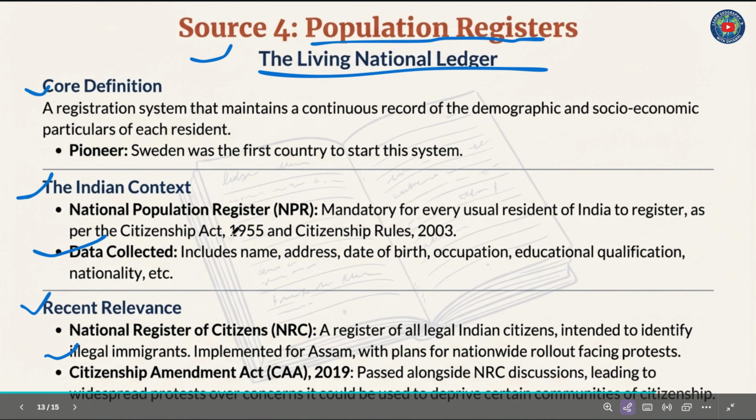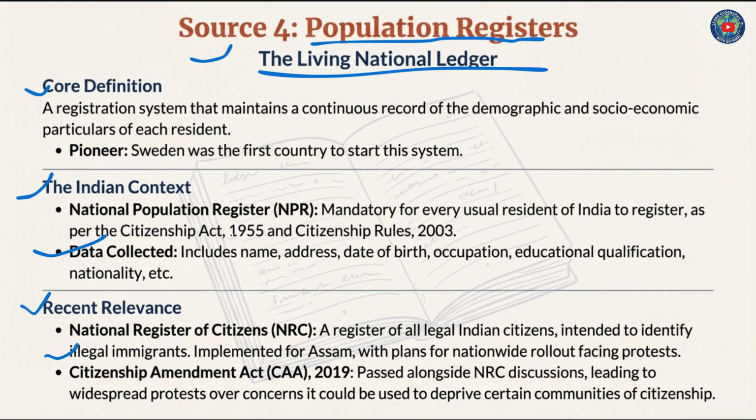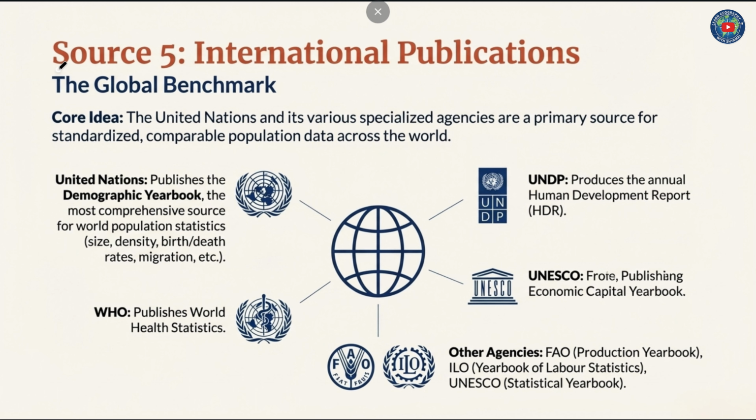Citizenship Amendment Act, CAA 2019, was passed alongside NRC discussions, leading to widespread protest over concerns it could be used to deprive certain communities of citizenship. This is the population registration. Source 5 of population data sources: international publications.